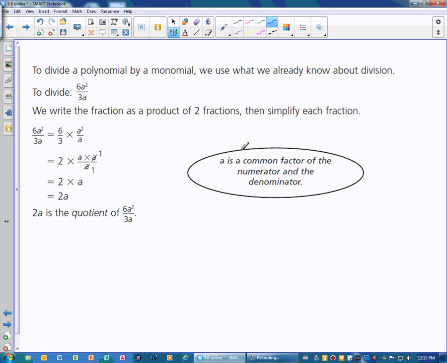Okay, moving on to dividing. So it says here to divide a polynomial by a monomial, we use what we already know about division. Okay, so it says to divide 6a squared by 3a, we would write the fraction as a product of two fractions and then simplify. So they're saying that 6a squared divided by 3a, what they've done here is they've just separated the coefficients, because 6 divided by 3 is 2, that's easy. And then they have a squared divided by a, and they're reminding you here, hey, remember that a squared means a times a. Okay, so you can go ahead and cancel that a on the bottom with one of the a's on the top, leaving you with just an a. So overall answer is 2a.